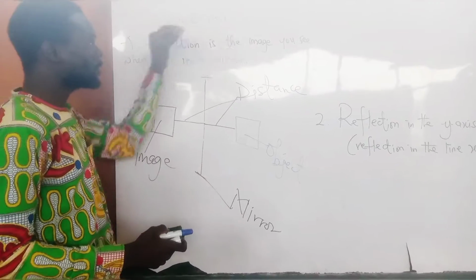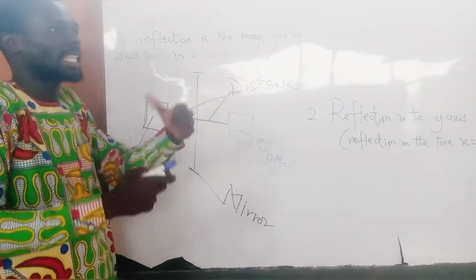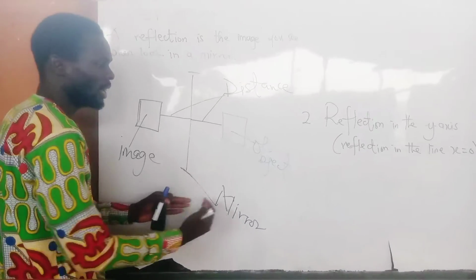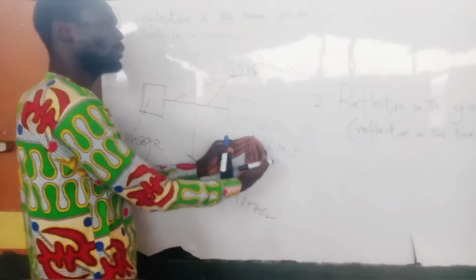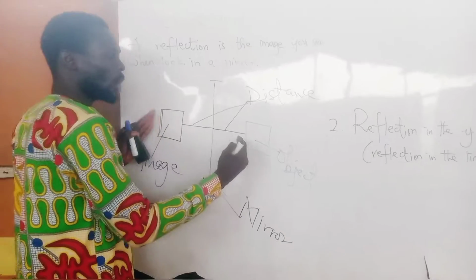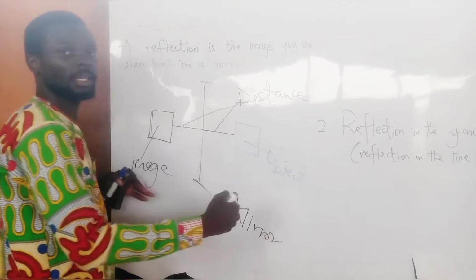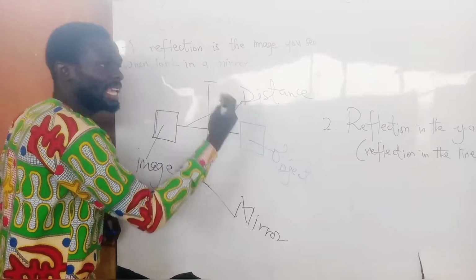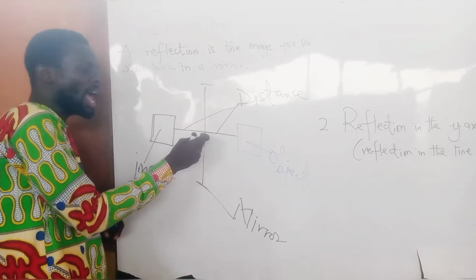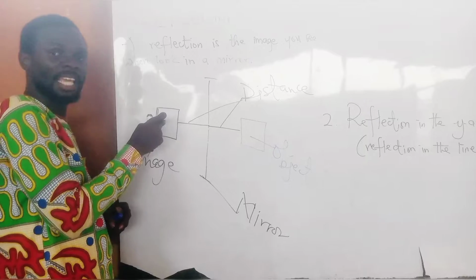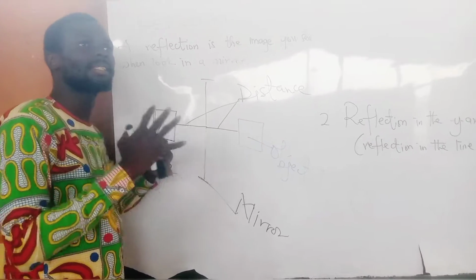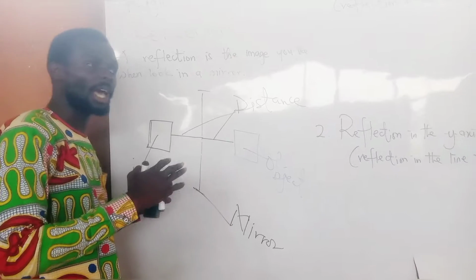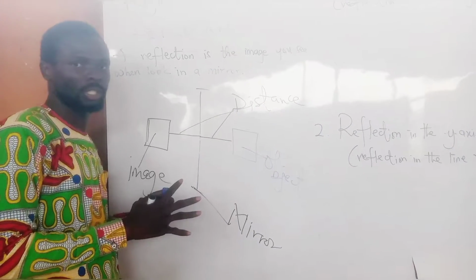So when we say reflection, reflection is the image you see when you look in a mirror. So if this is my mirror and I'm an object here and I'm looking in the mirror, my image will be opposite me. And the distance from the mirror to me is the same distance away from the mirror to the what? Image. So we apply the same principle in reflection.